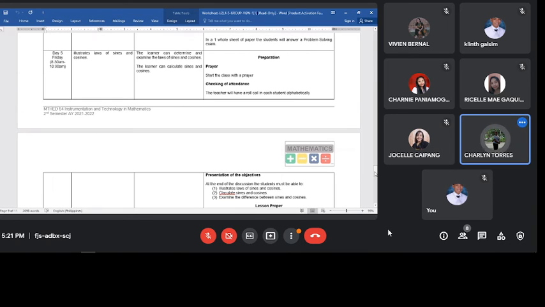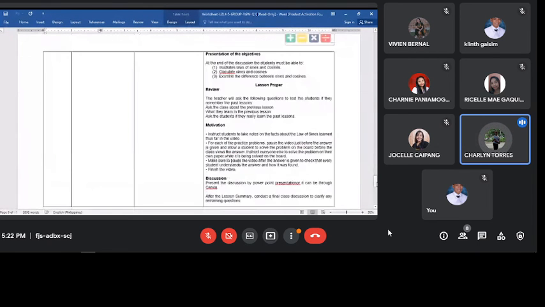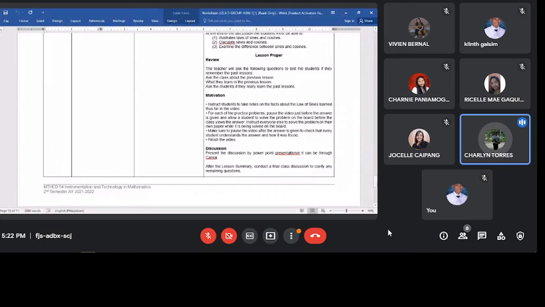So for the objectives, at the end of the discussion, the students must be able to illustrate the laws of sines and cosines, calculate sines and cosines, and examine the difference between sines and cosines. For the lesson proper, the teacher will ask questions to test if the students remember the past lessons. Ask the class what they learned in the previous lesson, and ask the students if they really learned the past lessons.